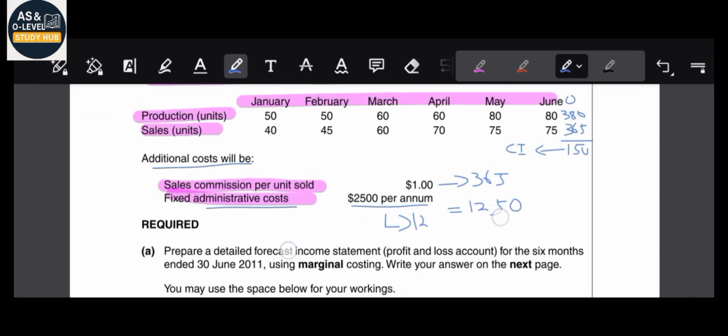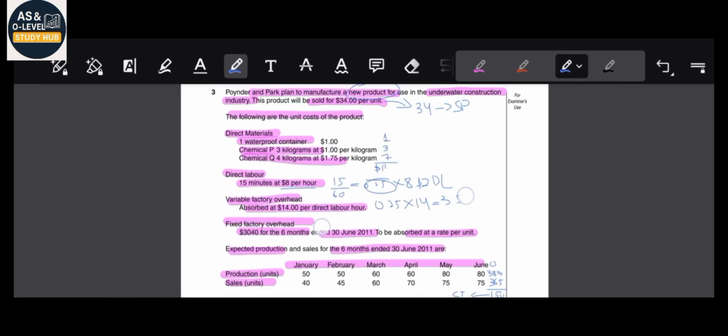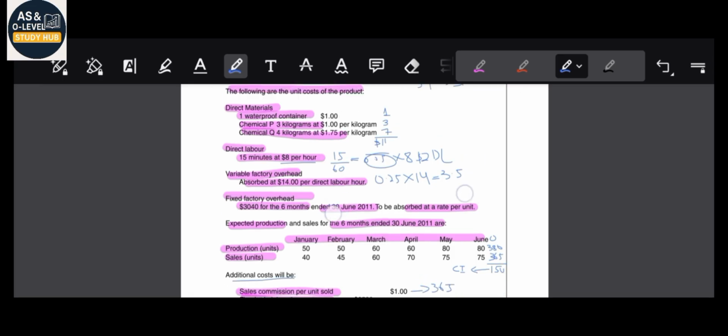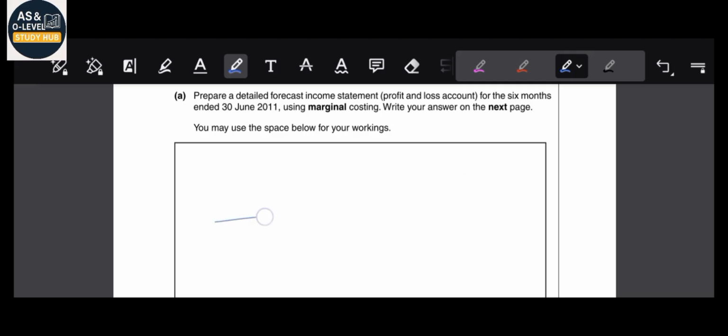So this is all the information that could be extracted from the whole question. We have already done that. Now in this part you will write all of your workings, whatever you have done till now.